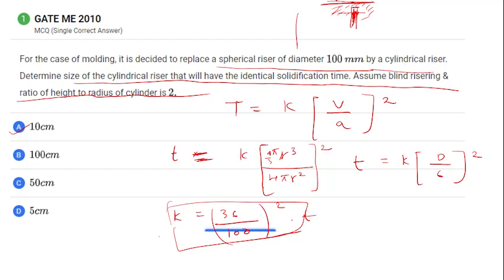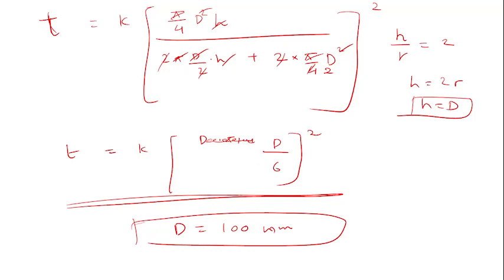Ma'am, would the answer change if this was not a blind riser? No. See, but for a spherical riser, you cannot have an open atmosphere riser, right? That is why they have given blind riser for both. Okay. So any doubts in this question? No. Option A.